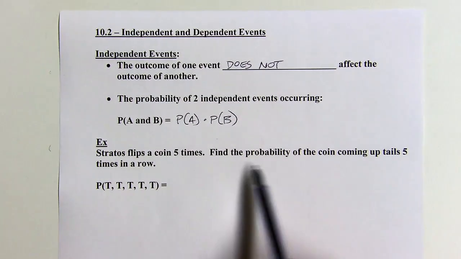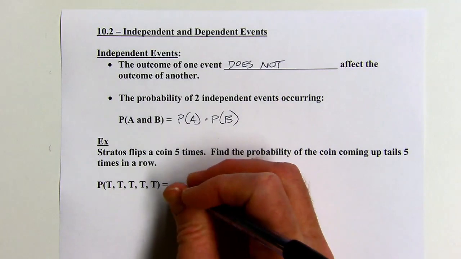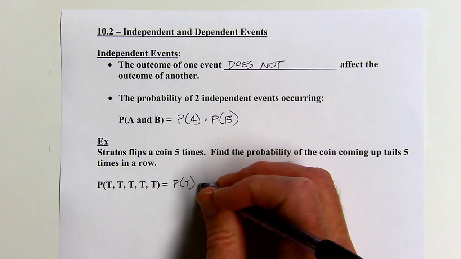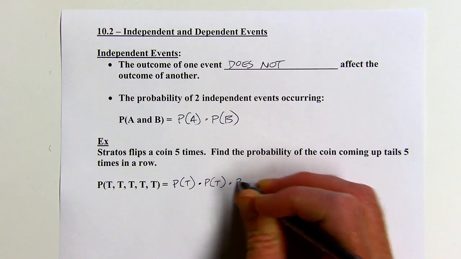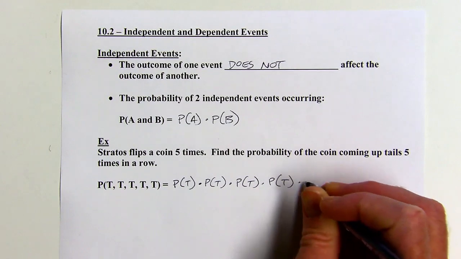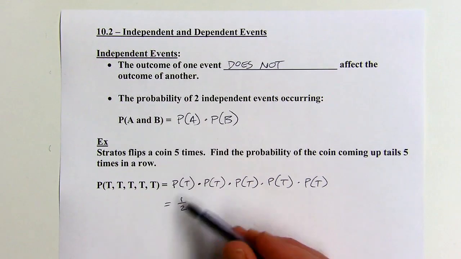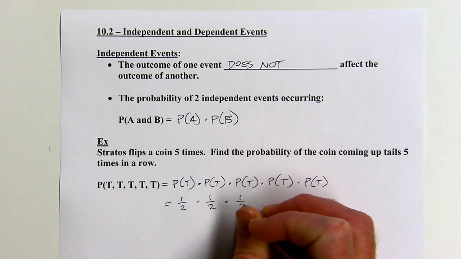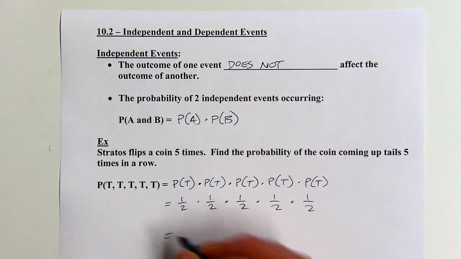So here we're going to find the probability of the coin coming up tails 5 times in a row. Well, on the first toss, it's going to be 50%, 1/2 probability. The same thing will happen with each of these, right? So I'm going to multiply each of these probabilities together. So then, 1 out of 2 things that can happen is tails on each of these trials. And then I multiply it all together, multiplying straight.